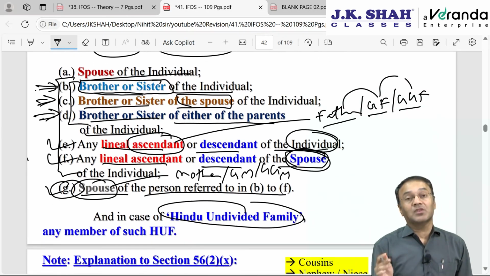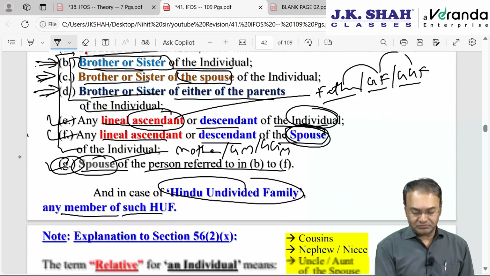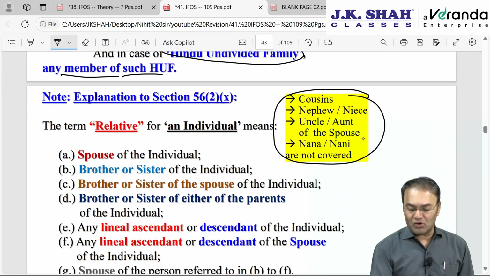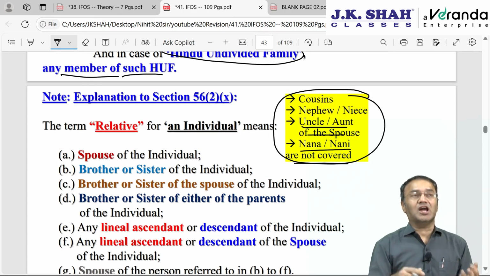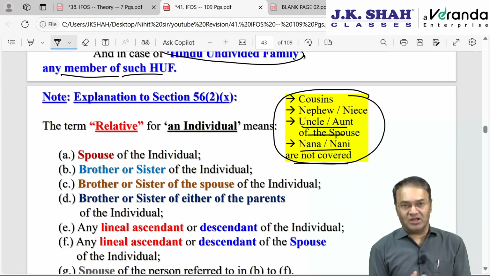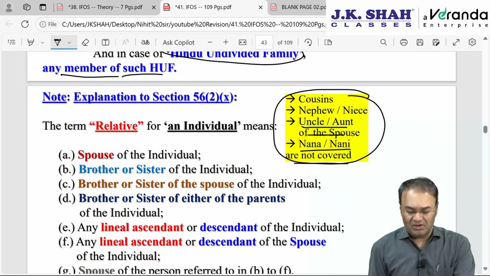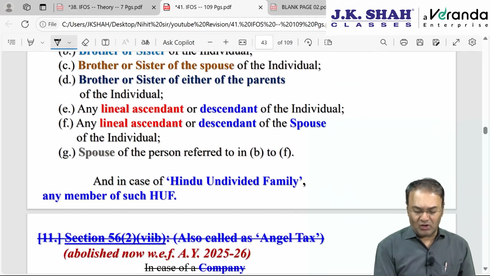And if the recipient is an HUF, then any member of the HUF will be a relative. Okay, this is over. Cousins are not covered, nephew, niece are not covered, uncle, aunt of the spouse are not covered, nana, nani not covered. In Hindi, nana, nani means maternal grandparents, and paternal grandparents are called dada, dadi. It's a Hindi word. In English, we call everyone grandfather, grandmother, whatever you call it.